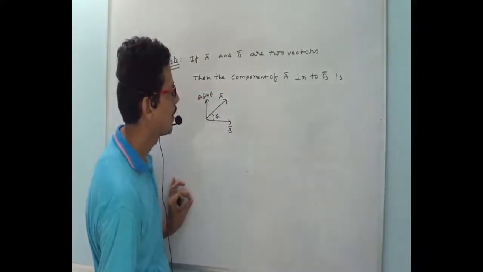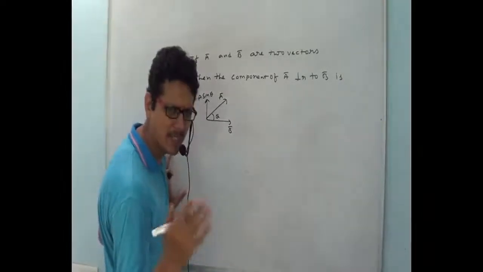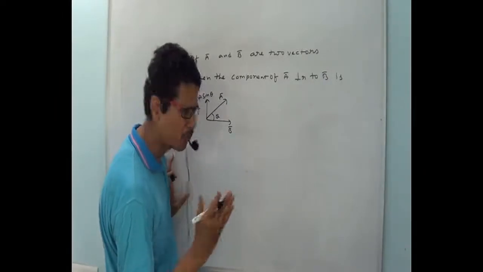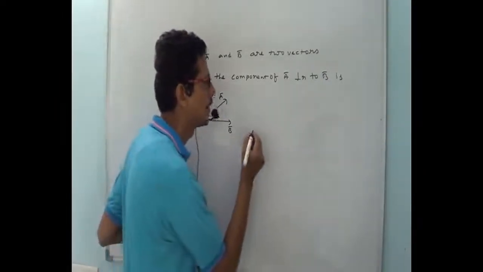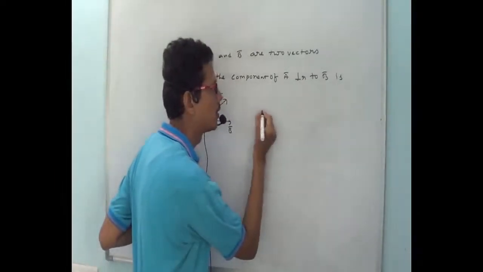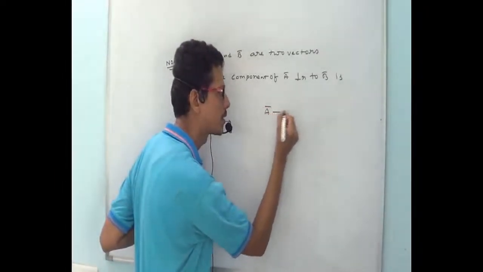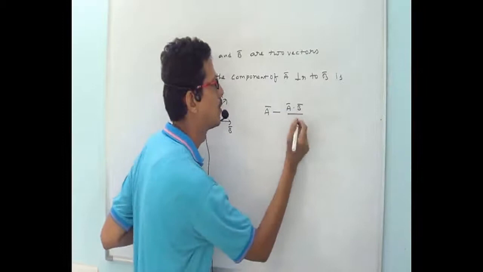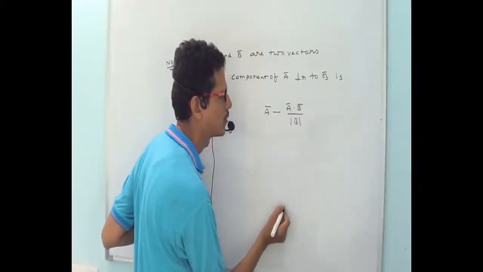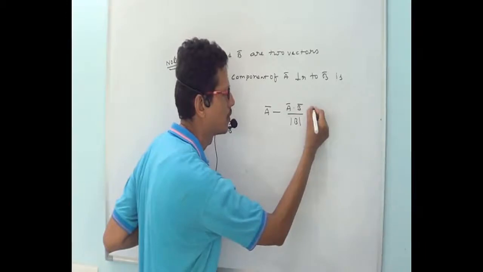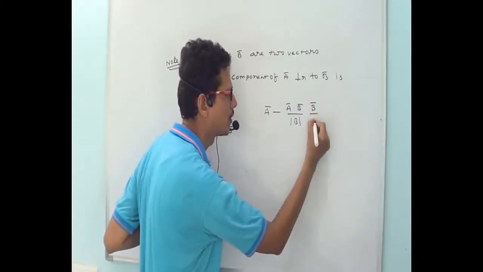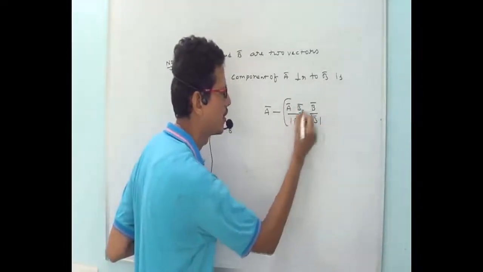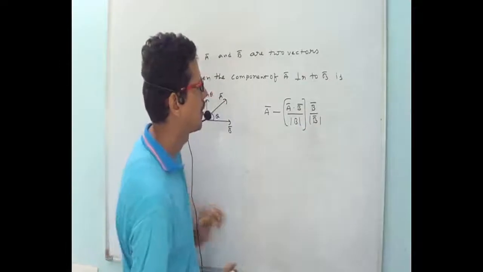So if two vectors are given in terms of i cap, j cap and k cap, and you have to tell the vector component of this A sin theta, then you have to do it like this: A bar minus (A bar dot B bar by mod B bar) into B bar by mod B bar. Okay. Like this I have to write.